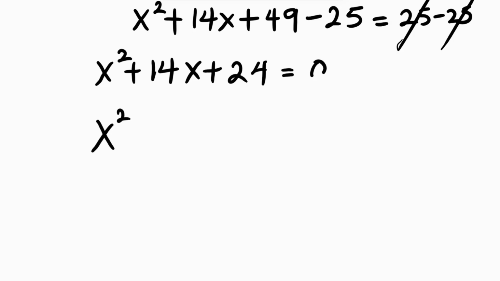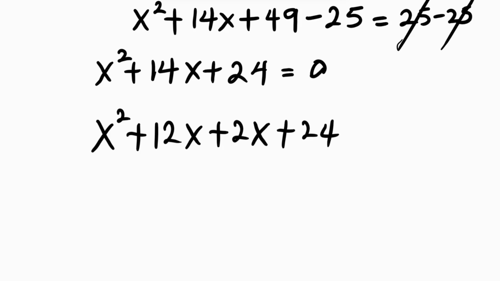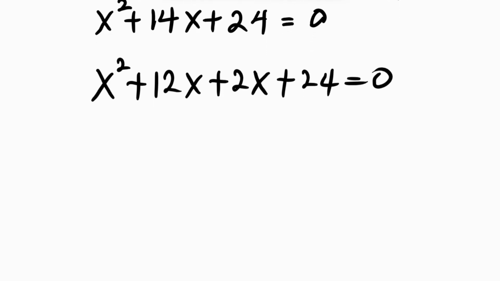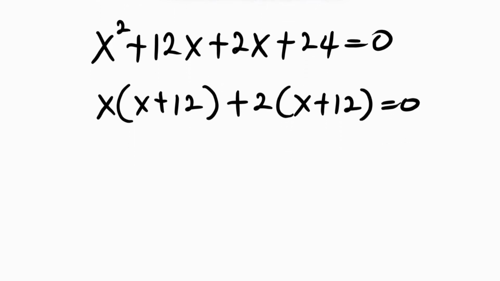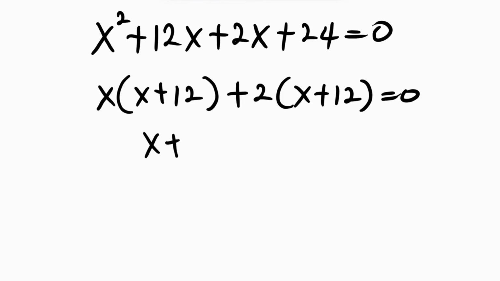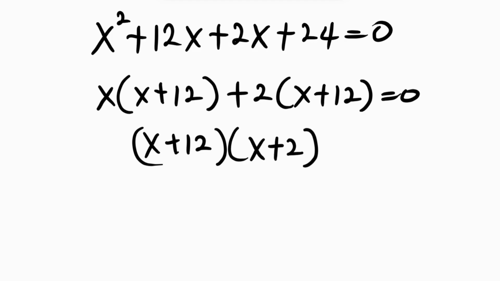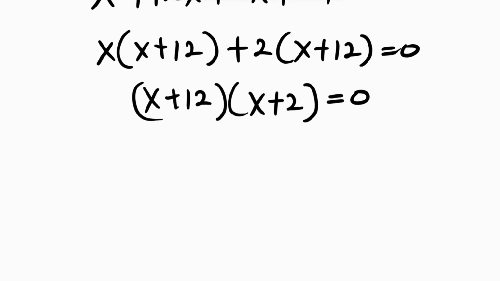So we have x² + 12x + 2x + 24 = 0. So now let's factorize what we have here. x(x + 12) + 2(x + 12) = 0. So now what we have is (x + 12) and (x + 2) = 0.